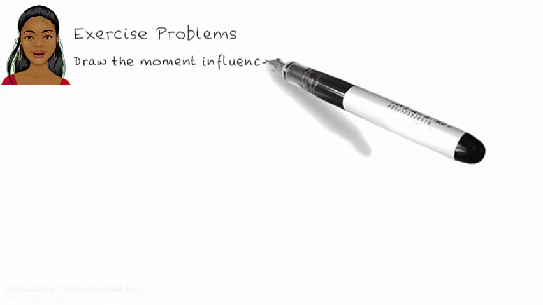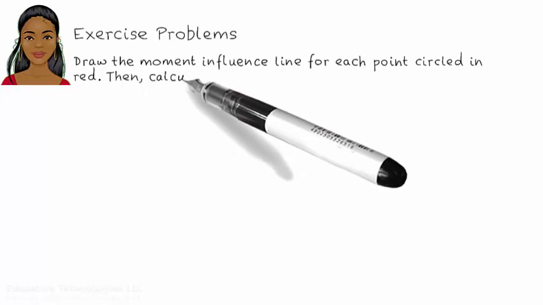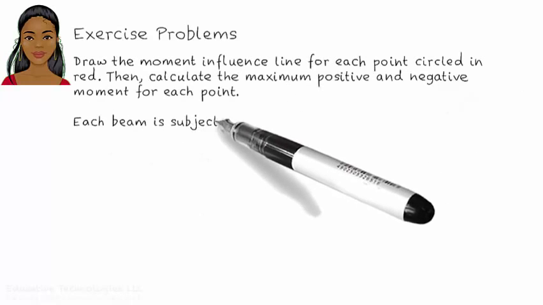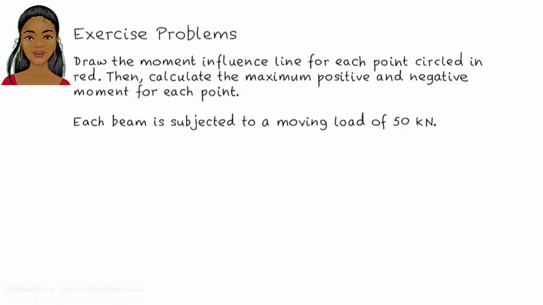Here are a few exercise problems. For each beam shown below, draw the influence line for the circled point. Then calculate the maximum positive and negative moments at that point for a moving load that exerts a force of 50 kilonewtons on the beam.